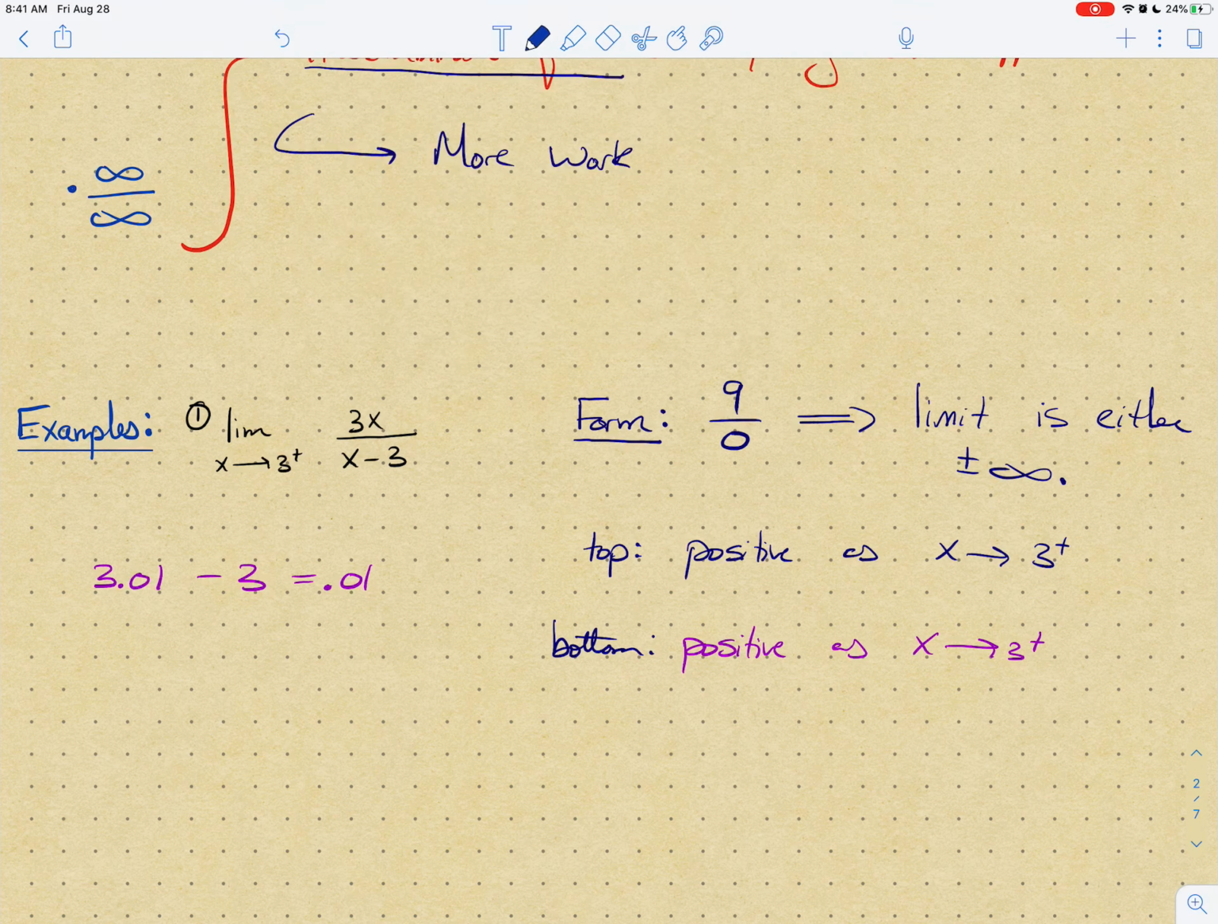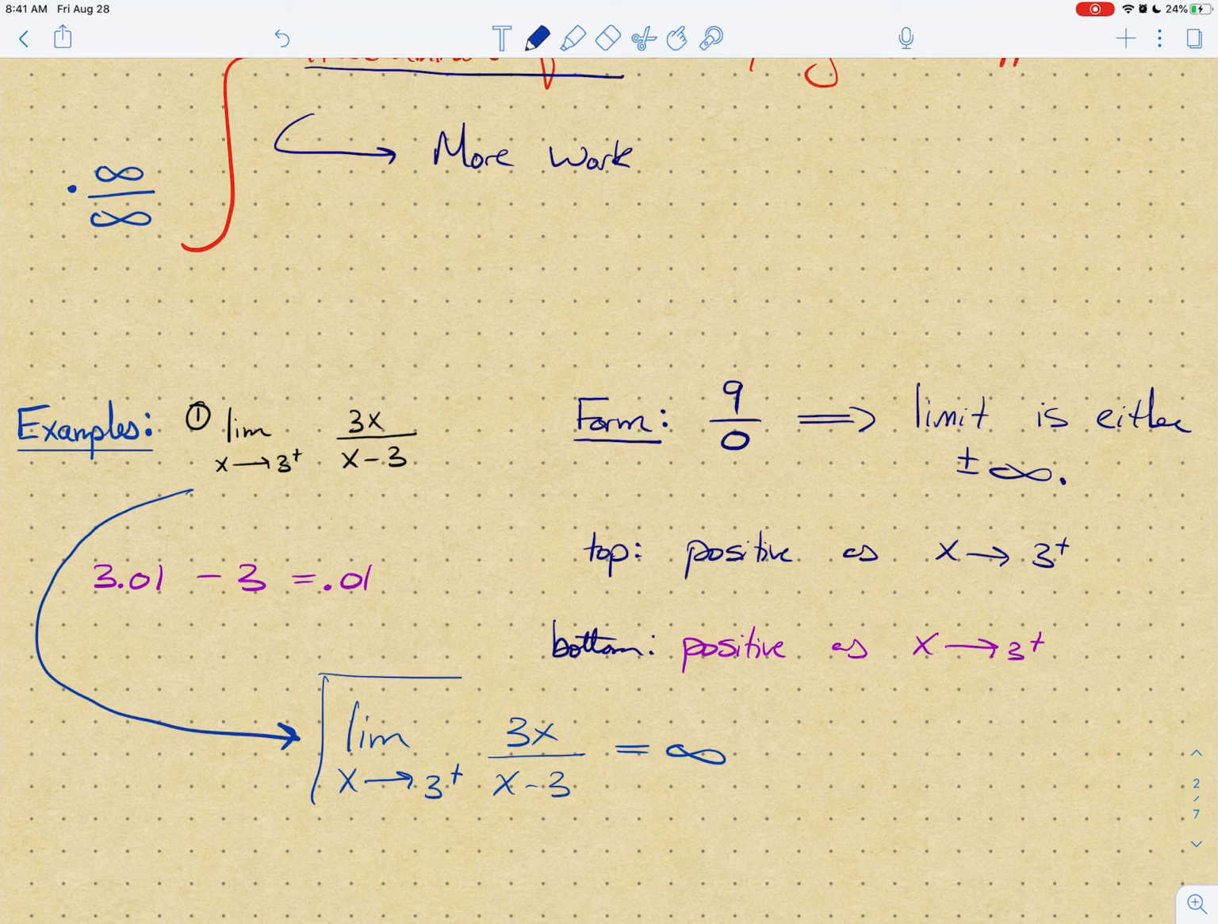This is the work. So you can say, okay, I'm going to write it out. Don't just write down infinity and circle it. It's nice to make a mathematical statement, so I'm going to write down the statement: the limit as x goes to 3 from the right of 3x over x minus 3 is infinity. And now I'm going to box that whole statement. All right, so let's do one more example.